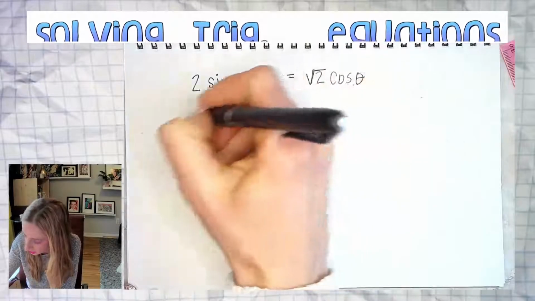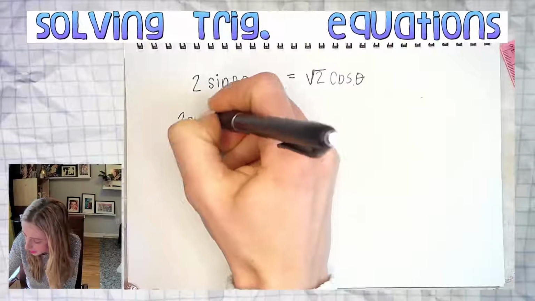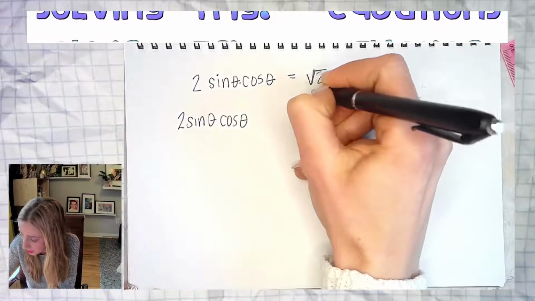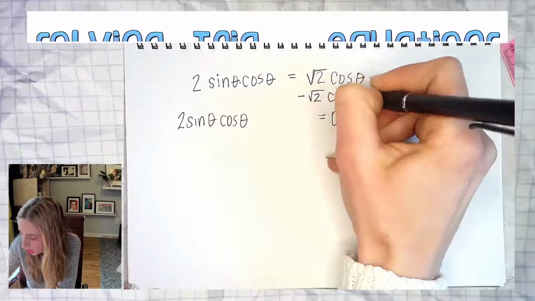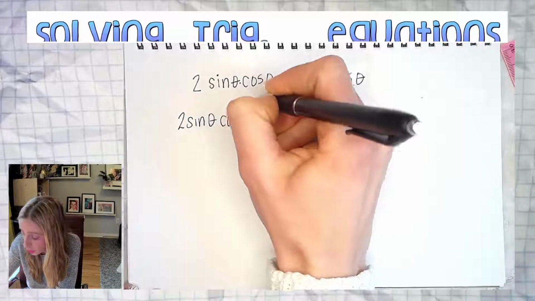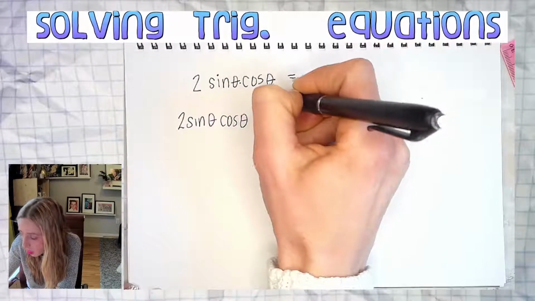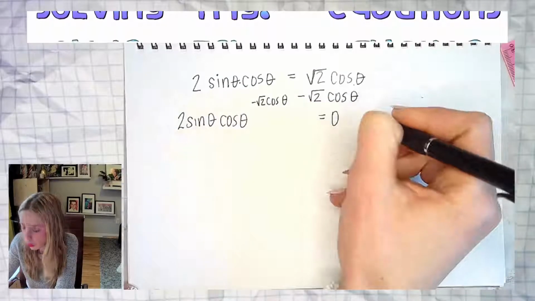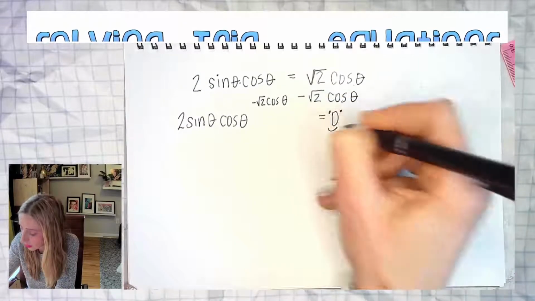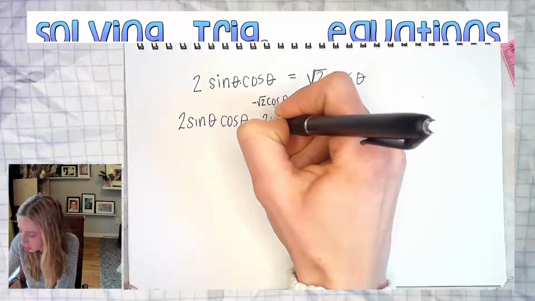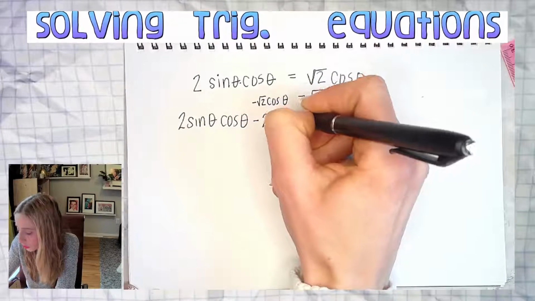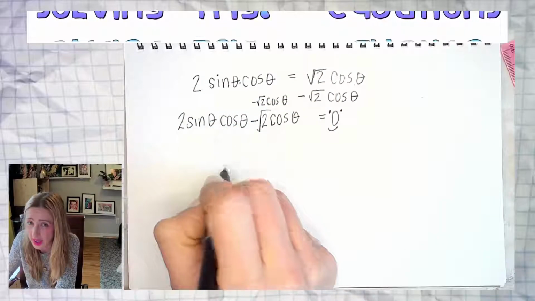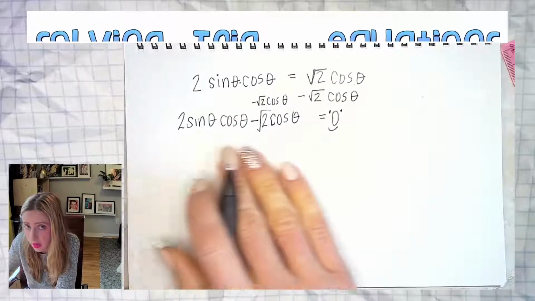You're going to get this equal to 0. So 2 sine theta cosine theta. If I want 0 on this side, I need to subtract this over. Anytime we want to solve by factoring, whether it's a quadratic type of factoring, or if it is even greatest common factor factoring, you want to get this equal to 0. So now I have minus root 2 cosine theta. You can't combine these things, and that's okay. You can't combine them. That's fine. Just leave it the way it is.